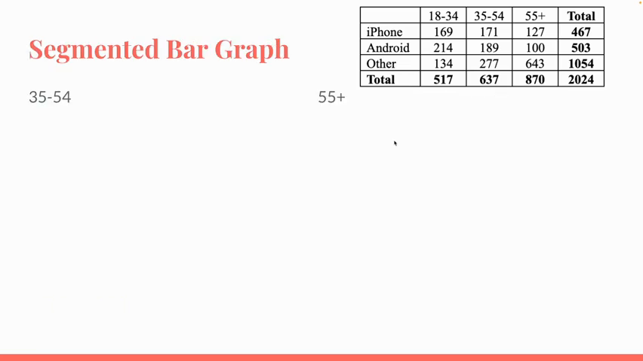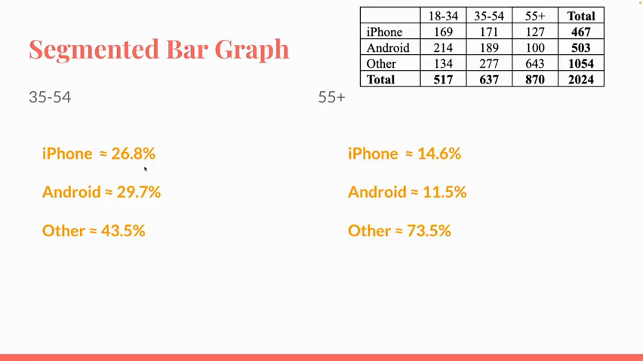Okay, we also need to do the others. And the reason we want to do the others is to see if there's a relationship. So you can pause it and go ahead and find each of those percents and then come back and check your work. Okay, here are iPhone, Android, and other for the 35 to 54-year-olds. Then 55 and up, there's iPhone, Android, and other.